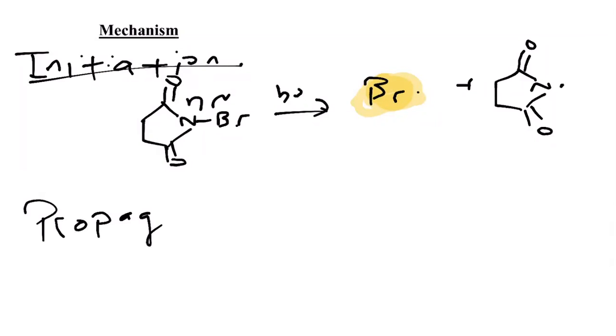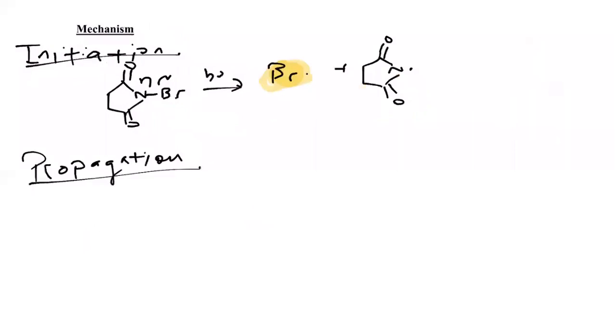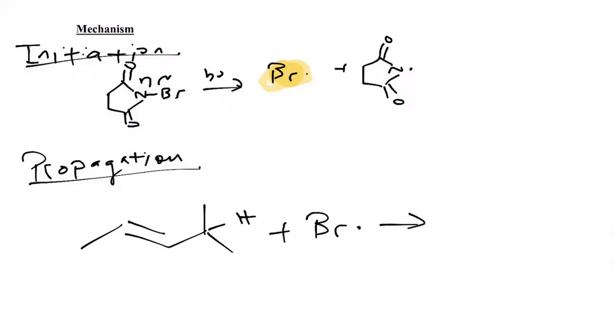What happens in propagation? Abstraction. Abstraction of hydrogen. Very good. Thank you. Who was that? Thank you, Mario. So we're going to start with this substrate, and I'm going to start right here. Plus Br, right, a bromine radical.